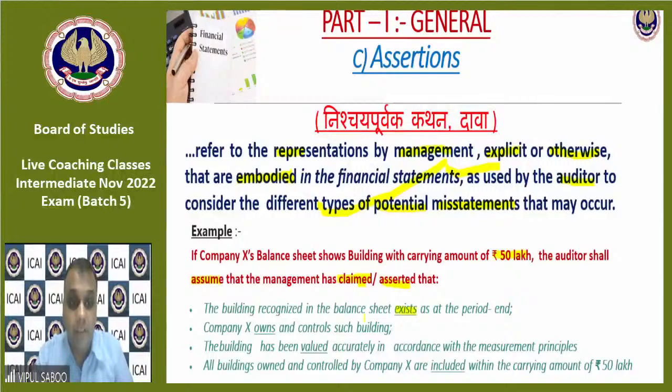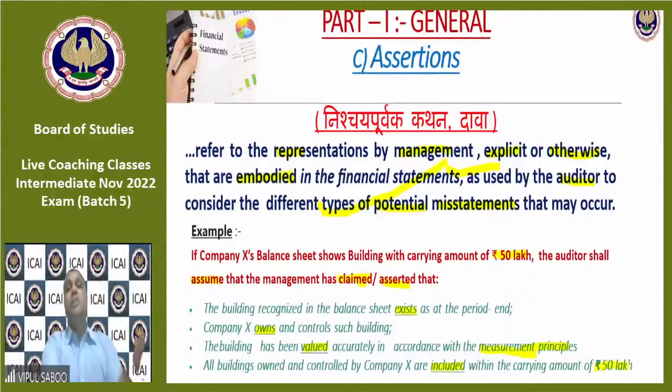Actually, there is a building. The company owns and controls such building. The company has the ownership rights and it controls whatever is happening within that building. The building has been valued accurately in accordance with the measurement principle. You all have read about measurement principles, historical cost, current cost. Whatever principles you follow, you have to value it accordingly. All buildings owned and controlled by company X are included within the amount of rupees 50 lakh.